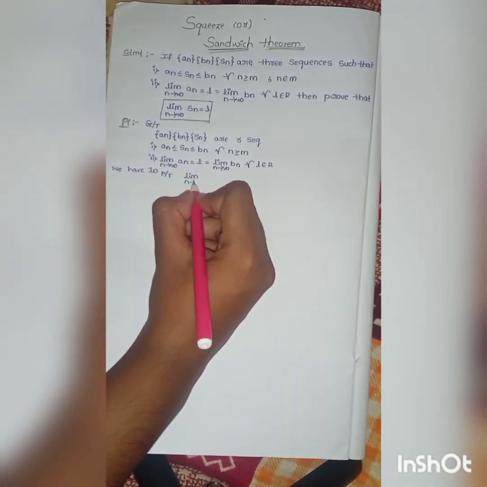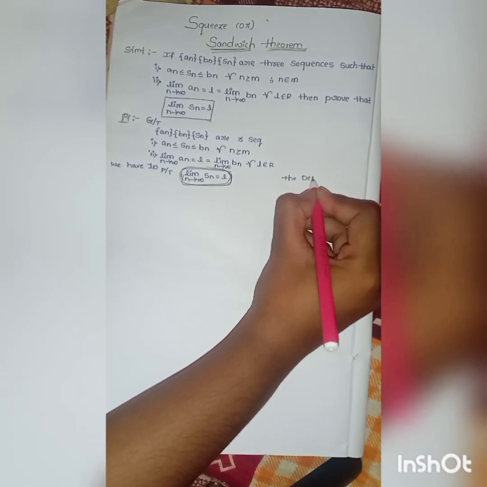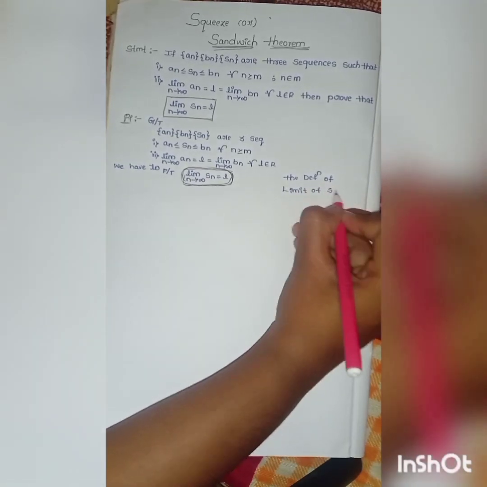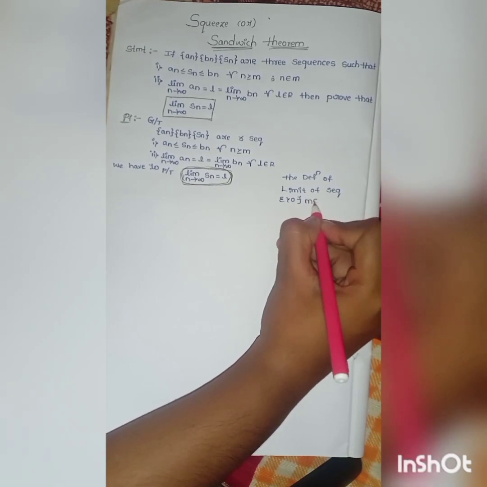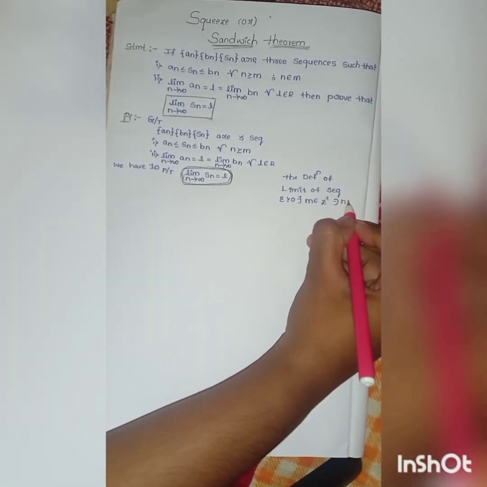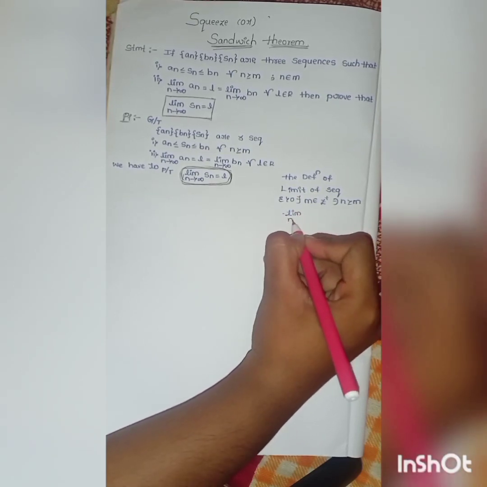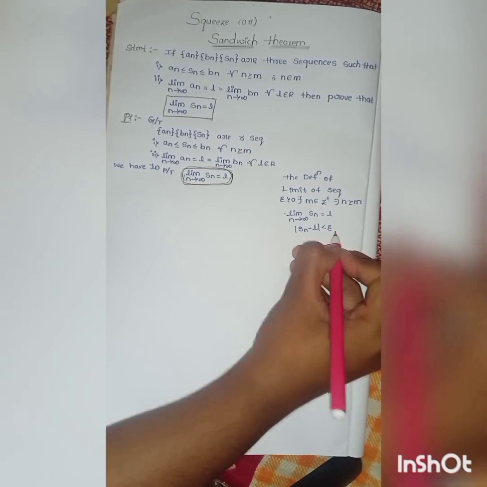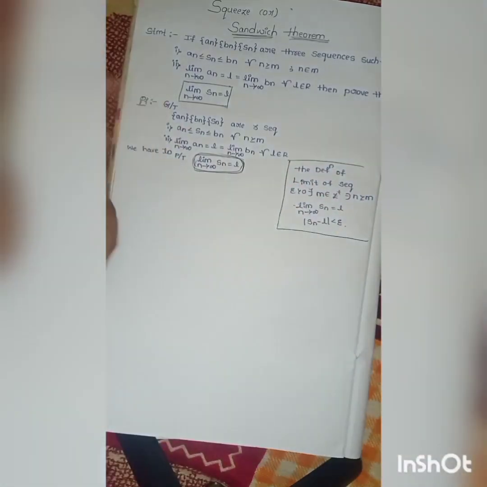limit n tends to infinity, sn equals L. We can prove this theorem by using the definition of limit of a sequence. The definition of limit of a sequence is: for epsilon greater than 0, there exists m belongs to Z plus such that for n greater than or equal to m, limit n tends to infinity, sn equals L. Here mod sn minus L is less than epsilon. By using this we can prove this theorem.